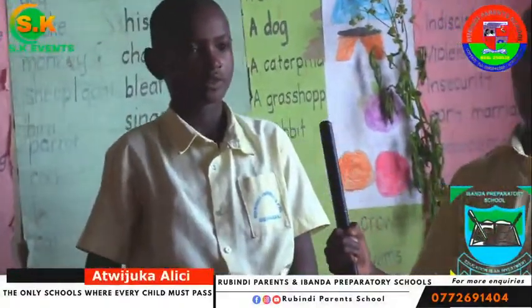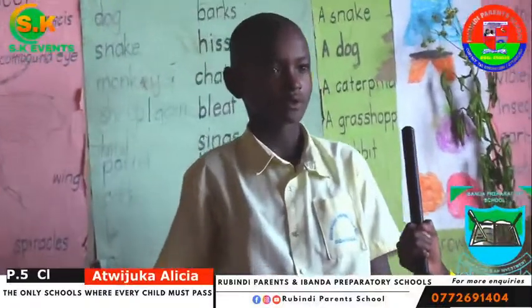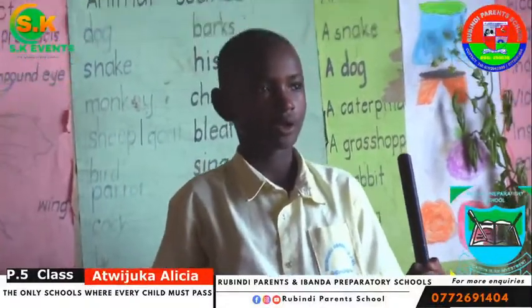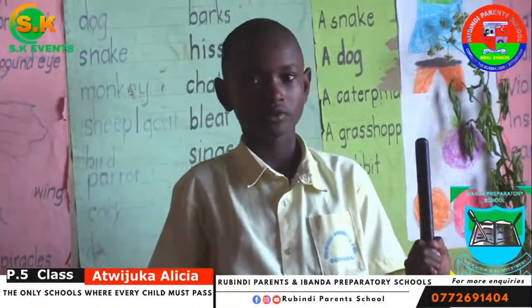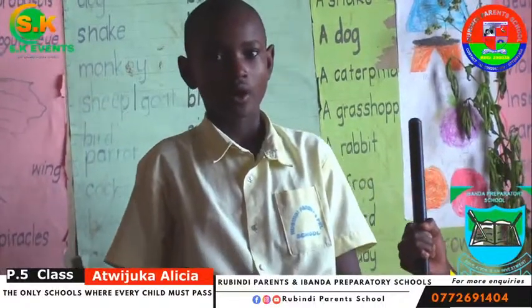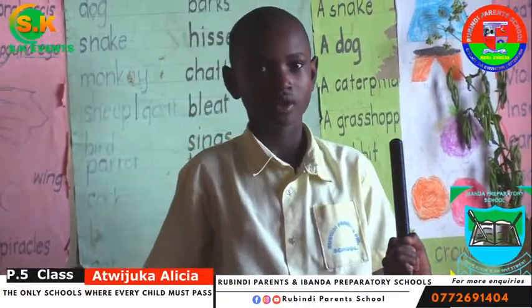My name is Atushka Arishi. I'm here at Rubindi Parents Primary School. I am in primary 5 class. I would like to share with you about the water cycle. A water cycle is a process by which rain is formed.